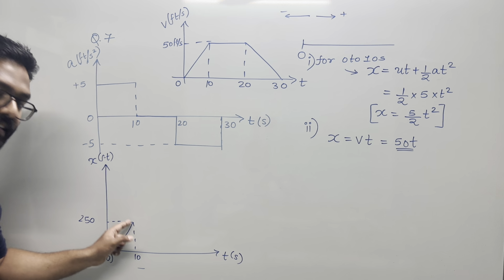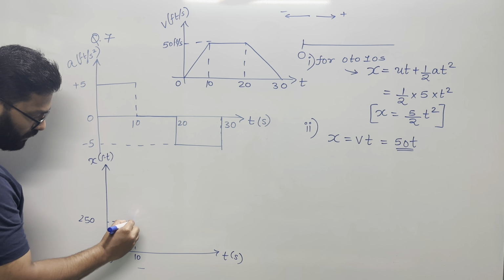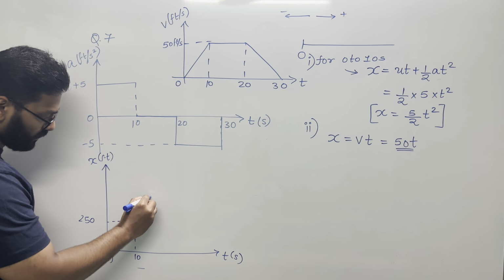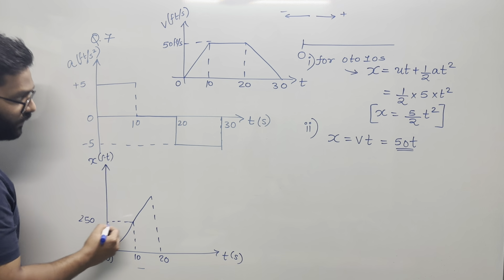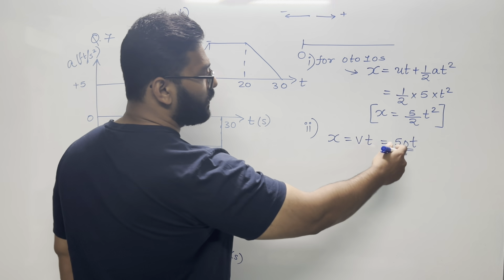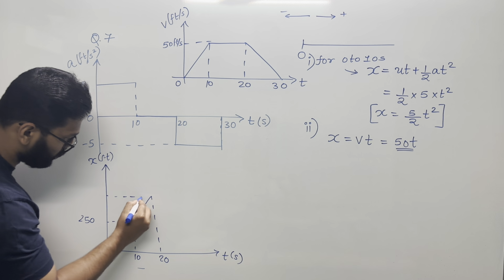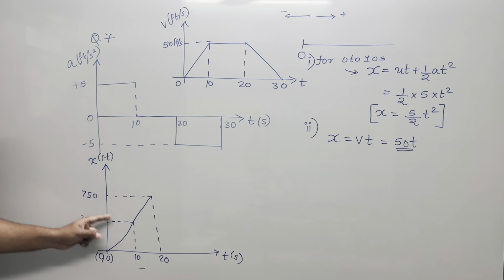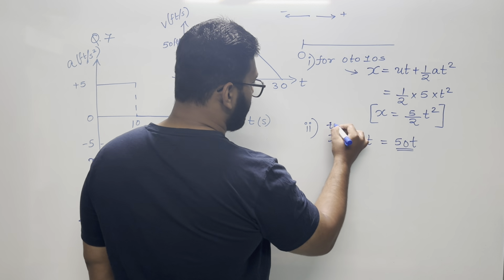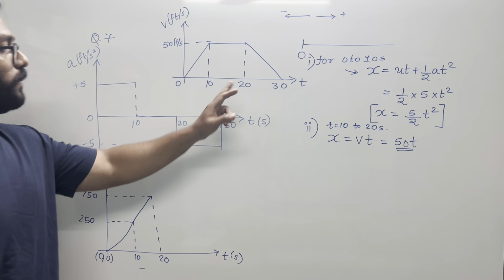Now I will take this as origin, my initial point, and it will be a straight line, right? So it will go up with a straight line for another 10 seconds. Let's say this is 20. So this is 250, right? So in another 10 seconds, it will go 500 more. So from the origin, it is 750. More 500, right? So it has gone 750. So this is for time t 10 to 20 seconds.